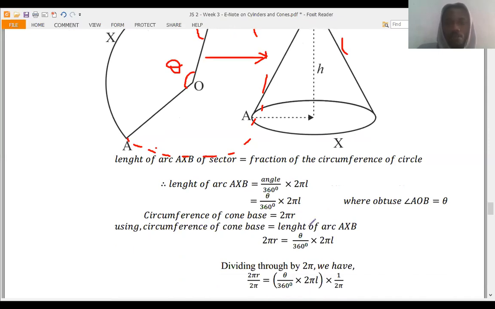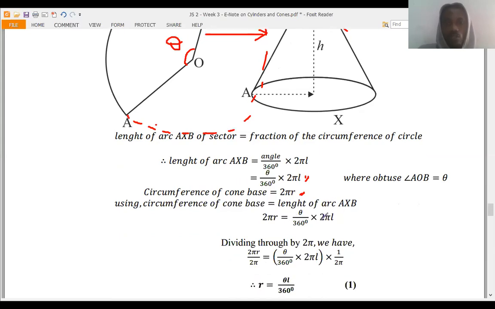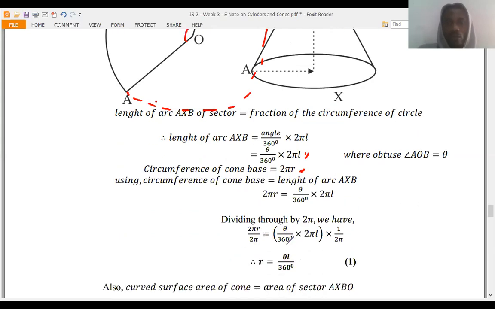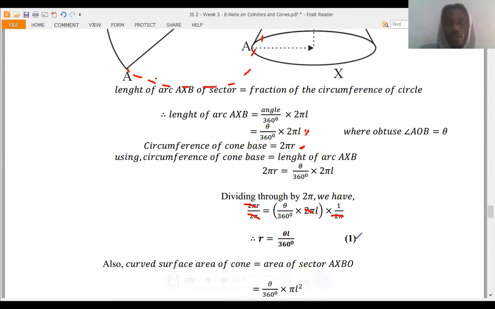Therefore, when you equate those two things, this arc we've resolved already, we're saying this arc is equal to the circumference of the cone base. Now, by the time you equate those, 2 pi R is equal to theta over 360 times 2 pi L. All right, so dividing through by 2 pi, we have 2 pi R over 2 pi equals theta over 360 times 2 pi L over 2 pi. So you factor out this 2 pi. We're left with R equals theta over 360 times L. So here we label this equation as equation 1.